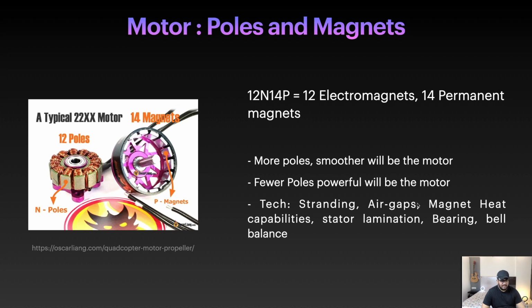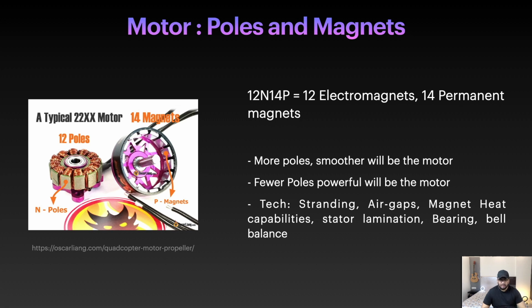And what are magnet heat capabilities? There is something called demagnetization. At higher temperature, the magnet starts losing its magnetism, and that is very common in permanent magnets. Because of extensive flying, this motor can get hot, and these magnets can demagnetize themselves. That is why manufacturers are using very high heat capability magnets, so your motor performs linearly even at a very high speed or on a very hot day.